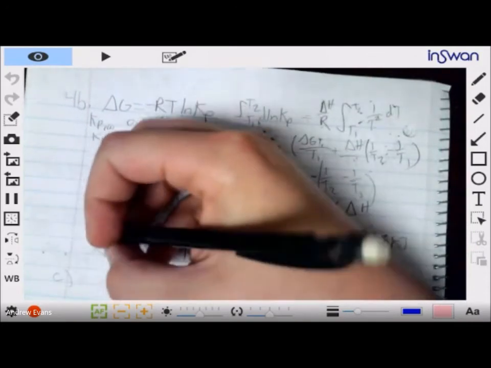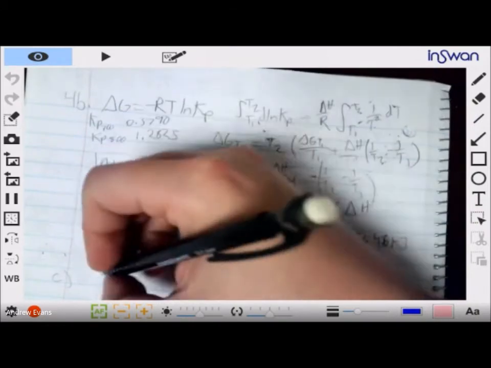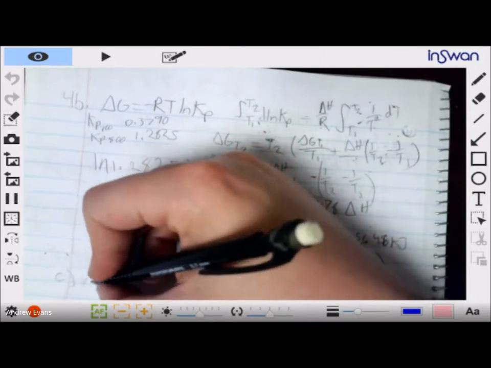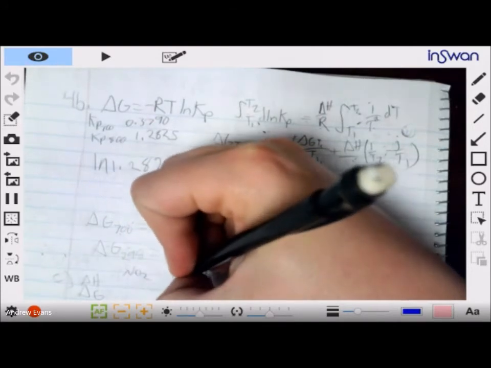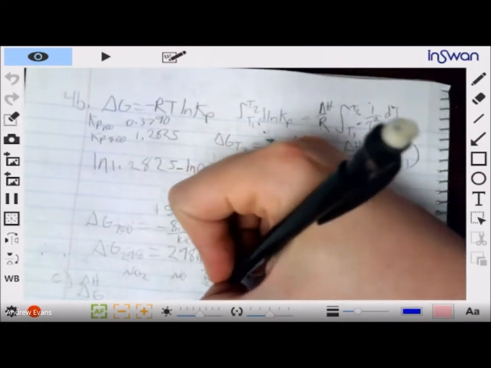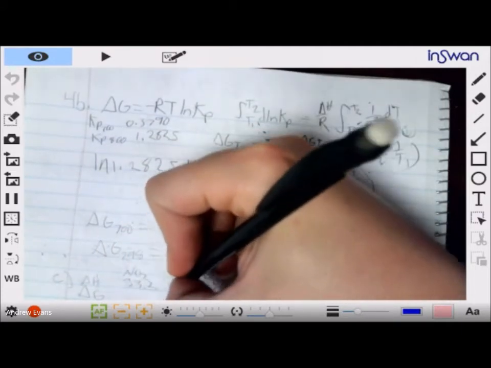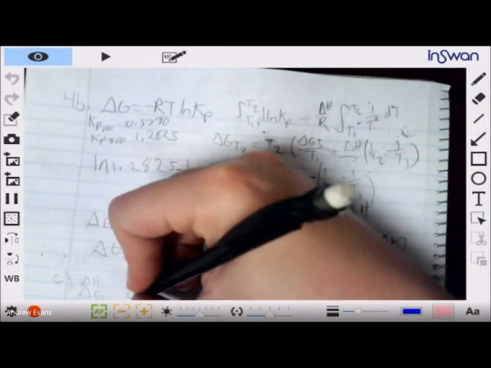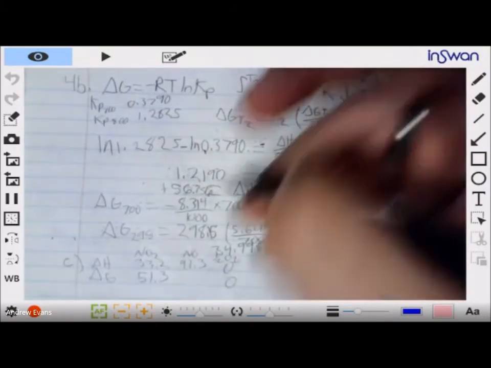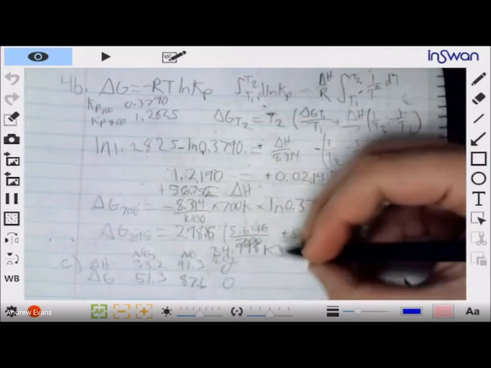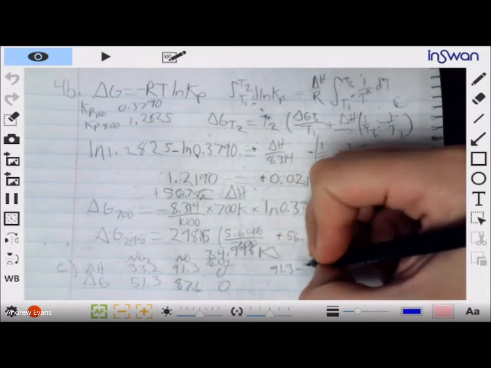Part C just asks us to calculate and compare. So for this, the delta H and delta G values of NO2, NO, and a half mole of oxygen need to be known. Oxygen is going to be 0 in both cases. So 33.2, 91.3, 51.3, and 87.6. So at 298, you're just going to say, well, 91.3 minus 33.2.